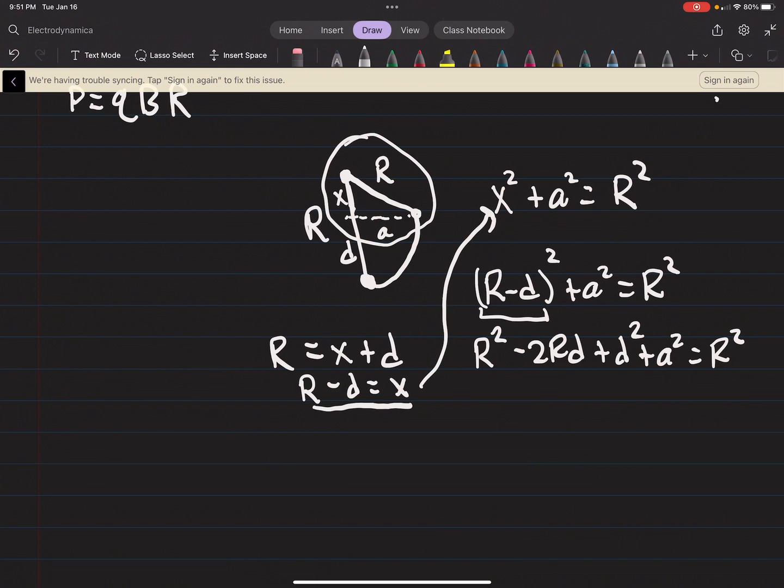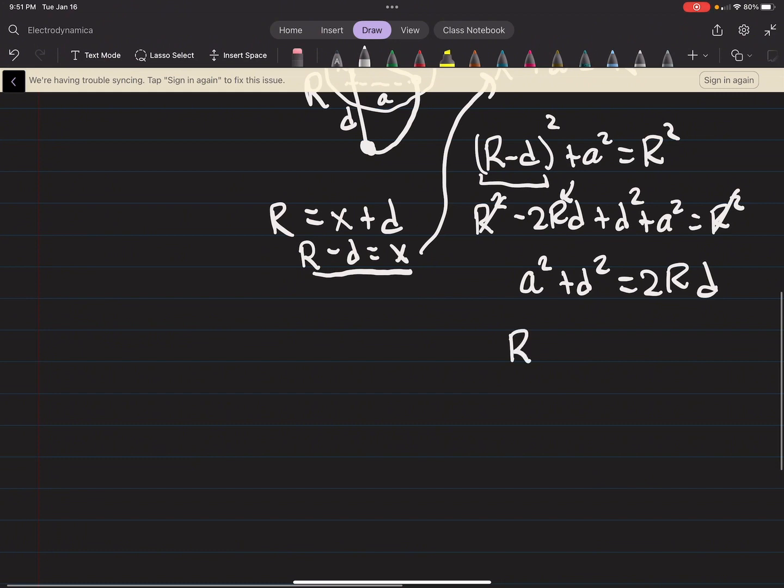Okay. Let's see here. I guess these r squareds cancel. I forgot we have an r here. That's what I was a little stumped at for a moment. I thought that the r's just canceled, but obviously those drop, and we have a squared plus d squared equals 2rd. Or r equals (a squared plus d squared) over 2d. Forgot about that second r.